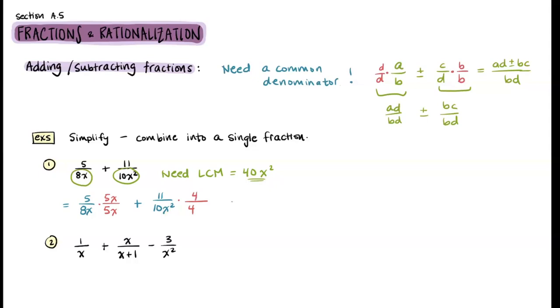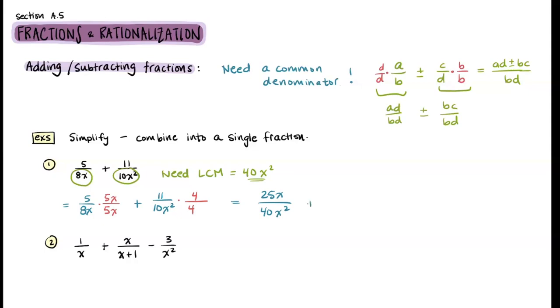Okay, so then let's see. In the first part here, when we multiply fractions together, that's the easiest thing to do with them. We multiply across the numerators. So 5 times 5x is 25x. We multiply across the denominators. So that's 8x times 5x. That's 40x squared. Good, that's what we wanted, right? That's what we were aiming for.